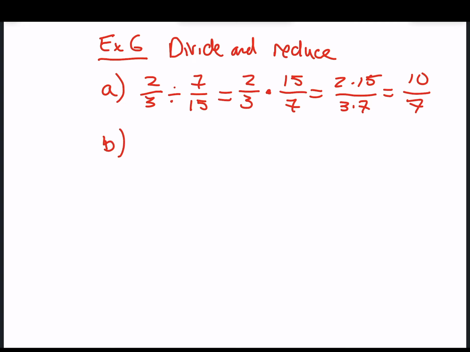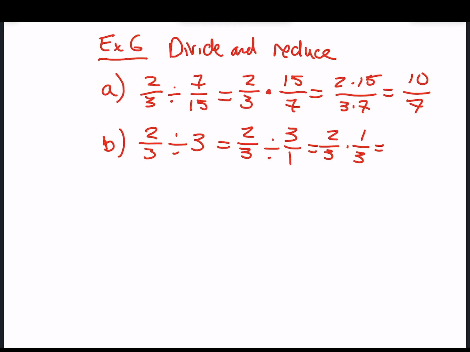Okay, let's try another. What if we have 2/3 divided by 3? Well, you say that's not really a fraction, is it? Well, we can write any whole number as a fraction by dividing it by 1. So that's the same as 2/3 divided by 3 over 1. Well, we can flip the second fraction, so keep, change, and flip. And so we end up with 2 times 1, which is 2, and 3 times 3, which is 9. So our final answer is 2/9.